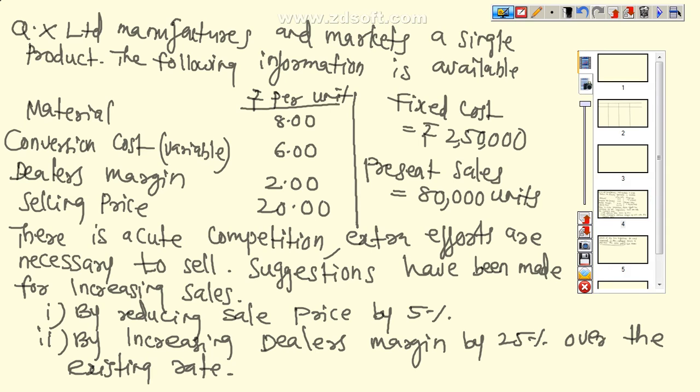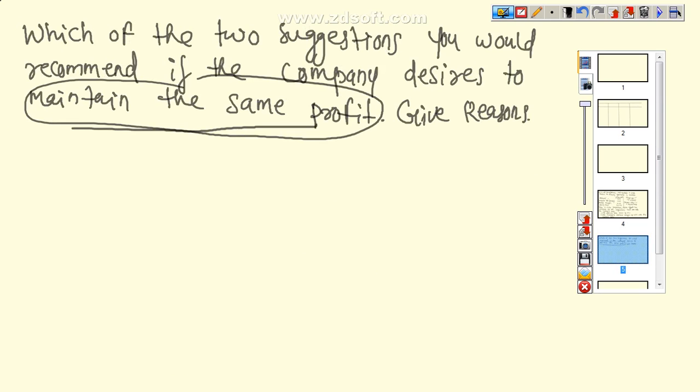Per unit is given: material, conversion cost, dealer's margin, selling price. Fixed cost is given, present sale in units are given. There is competition and suggestions have been made for increasing sale. First suggestion they are asking is reducing sale price by 5%. Second one, increasing dealer's margin. So based on this information, we have to recommend the management whether to accept this or not. Means which one should be recommended in order to maintain the same profit.